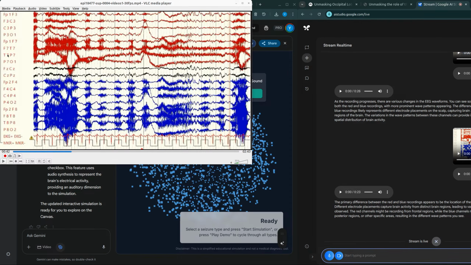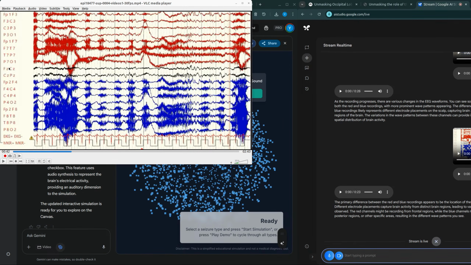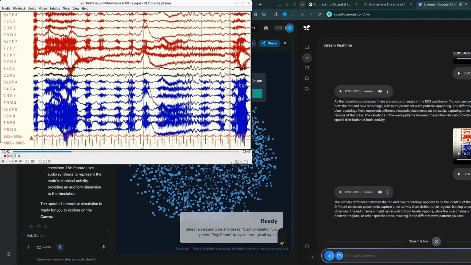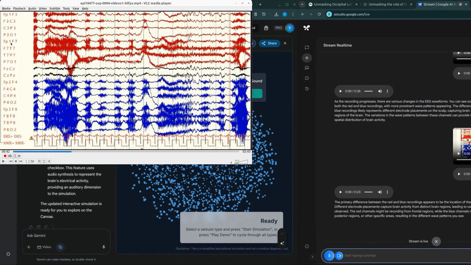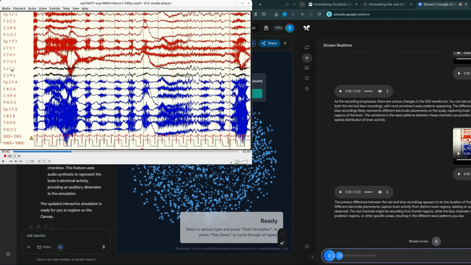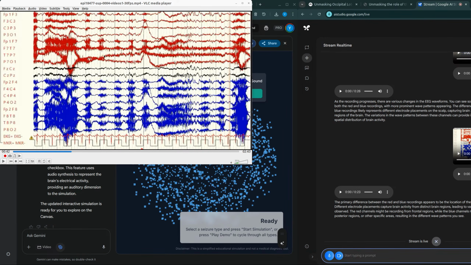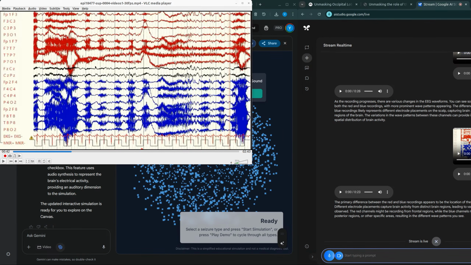Okay, for the sake of this exercise, can you be very, very specific? So you're like an absolute expert in EEG recordings. Can you look at the labels of each channel and tell again exactly what's the difference between red and blue?